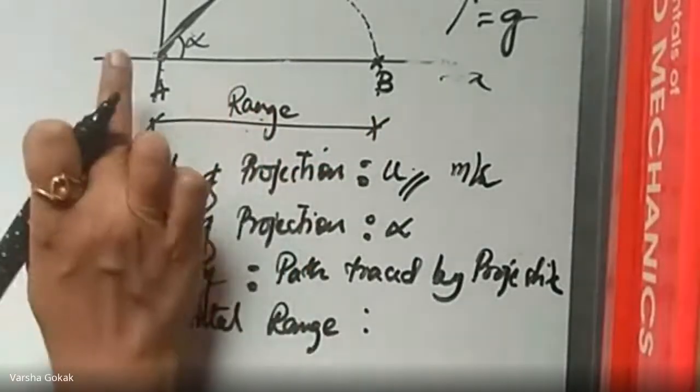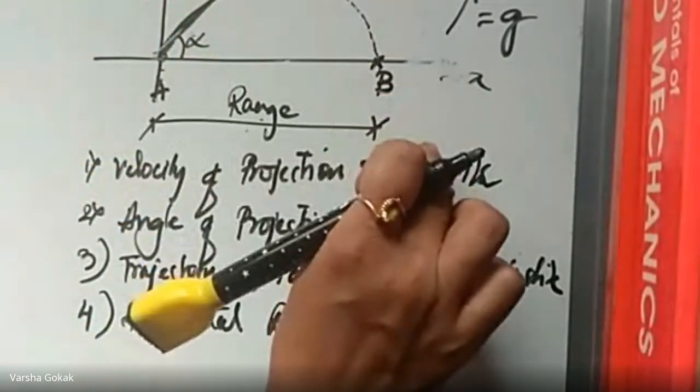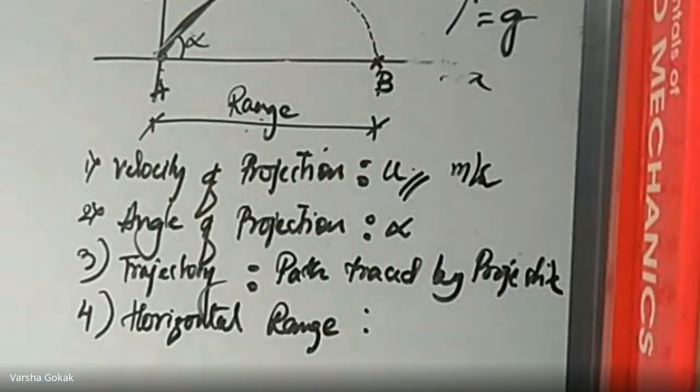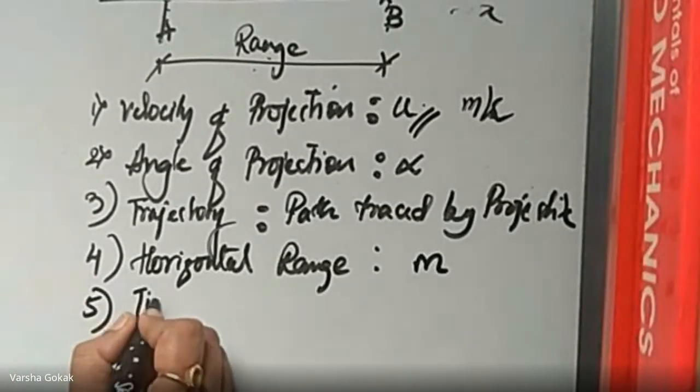So it is the horizontal distance through which the projectile travels in its flight, called the horizontal range, or simply you can call it range also, right? So the horizontal distance is obviously going to be in meters. Okay. Fifth one, time of flight.